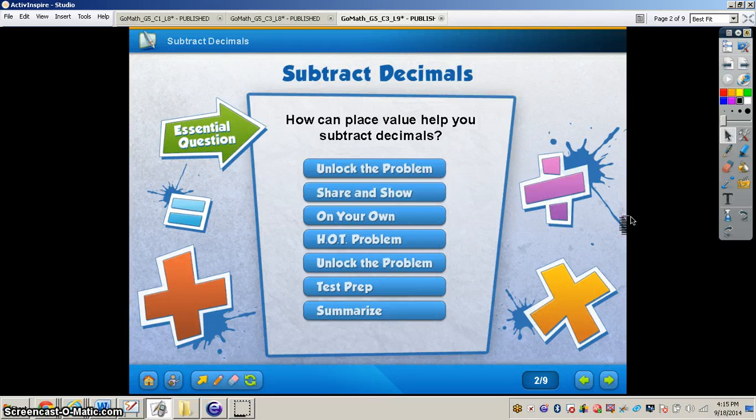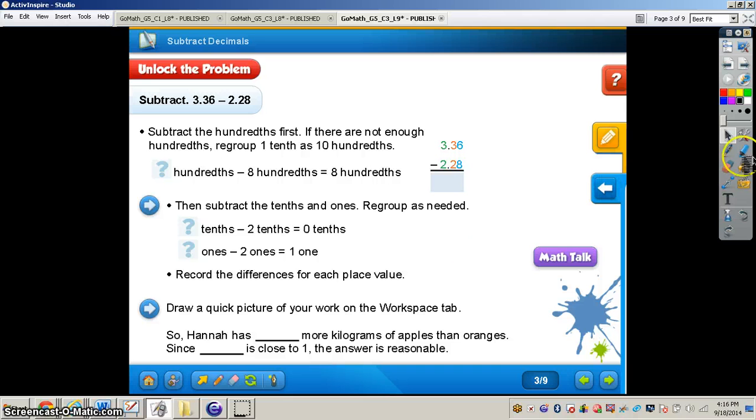In this video, we're going to be taking a look at subtracting decimals, and the essential question that needs to be unlocked is how can place value help you subtract decimals? Now I want you to turn to page 139 in your Go Math book, and let's look at unlocking this problem.